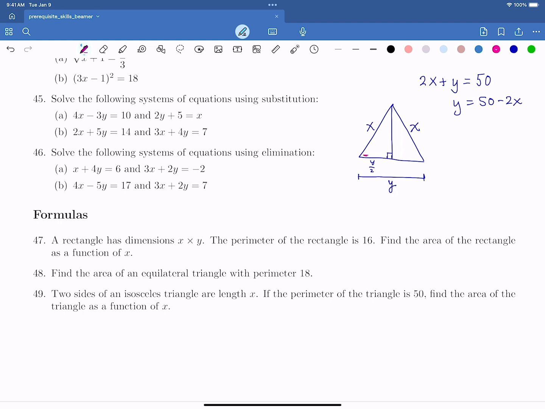And I want to use this right triangle. So this is half of y. Half of y would be 25 minus x. Okay, so this is 25 minus x. Now I can use the Pythagorean theorem to get an expression for this third side in this right triangle. Pythagorean theorem tells us that the hypotenuse squared, so x is the hypotenuse, squared equals leg squared plus the other leg squared. I guess I'll call that z for the moment.